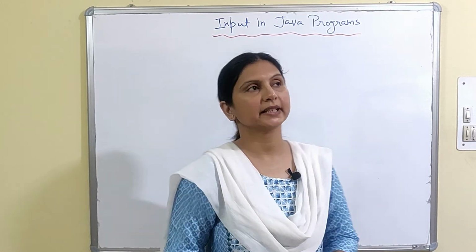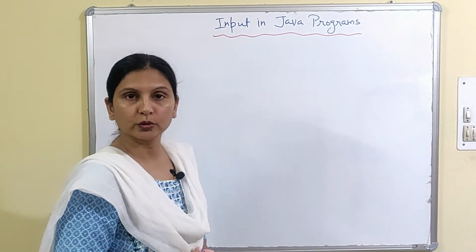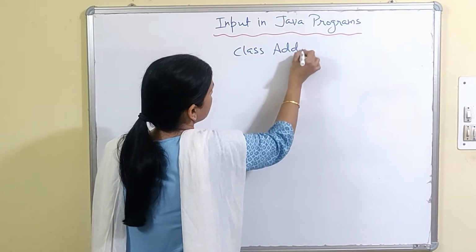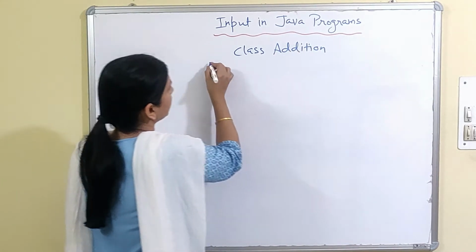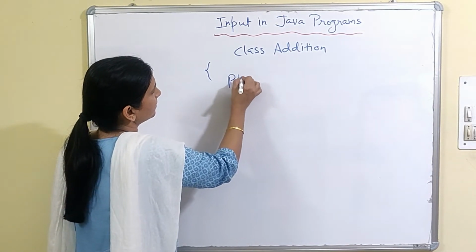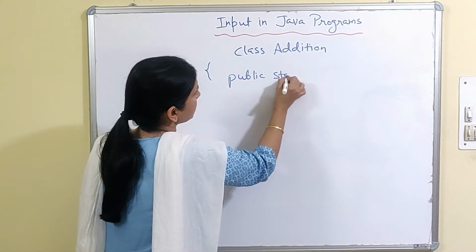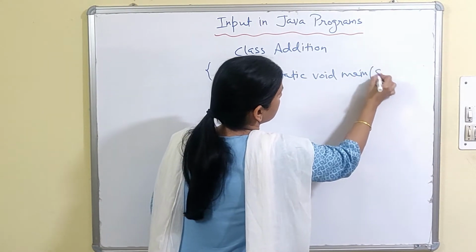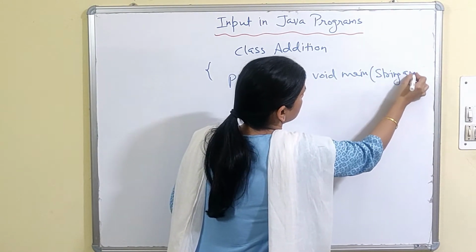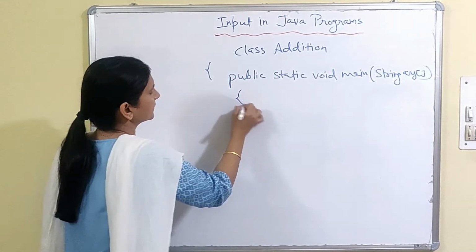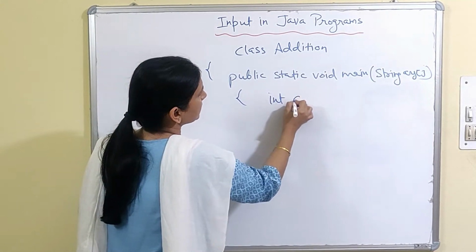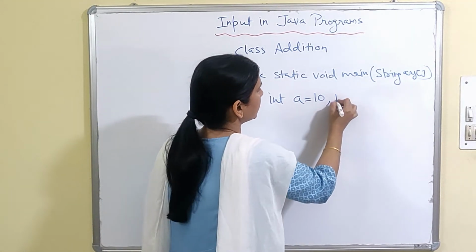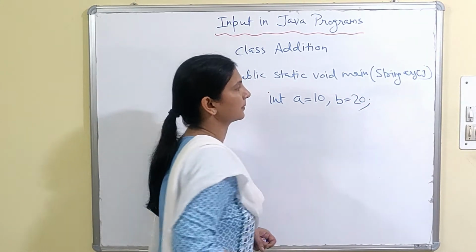For example, I am taking a program, sum of two numbers. So in that case, first I am taking class addition, then public static void main string args. Fine. Now int a equals to 10. Suppose two numbers are 10 and 20 and b equals to 20.